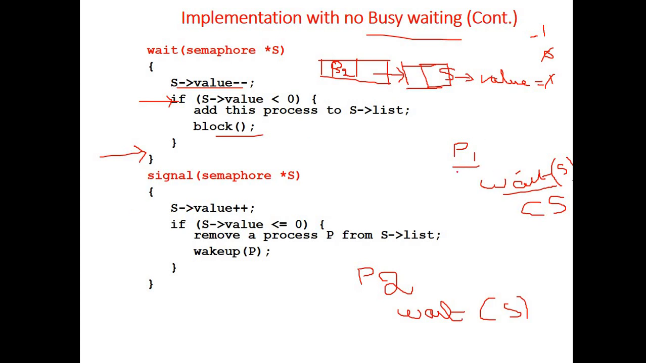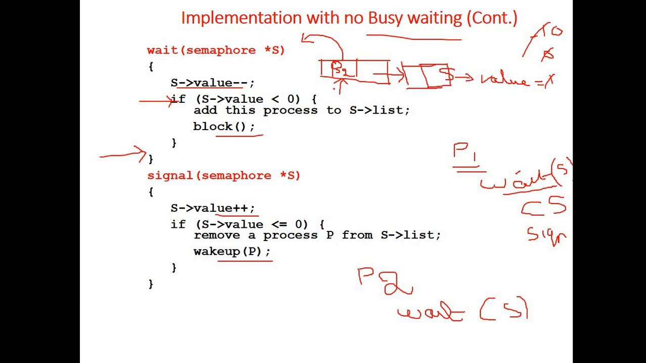Now process P1, after completing its execution, will come out of the critical section and increment the semaphore variable value. So it calls the signal function. The signal function increments the semaphore variable value. The semaphore variable value goes from -1 to 0, and if it is 0 or less than 0, it indicates that there are some more processes in the waiting queue. Therefore, one process from the waiting queue is removed and that process is woken up.